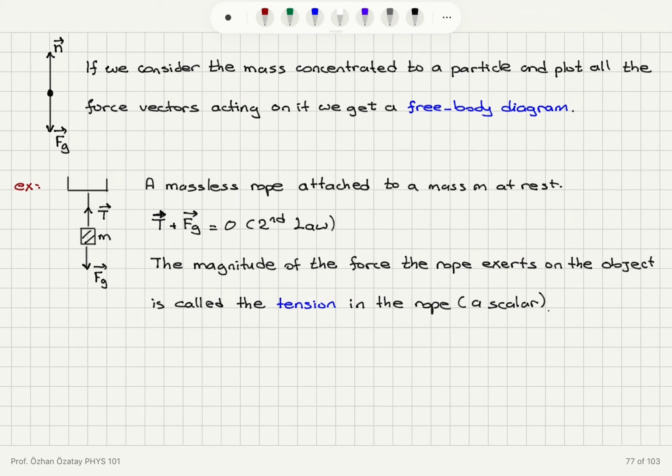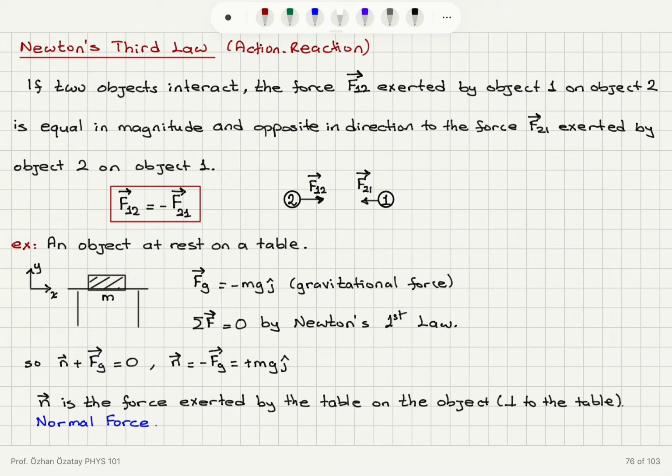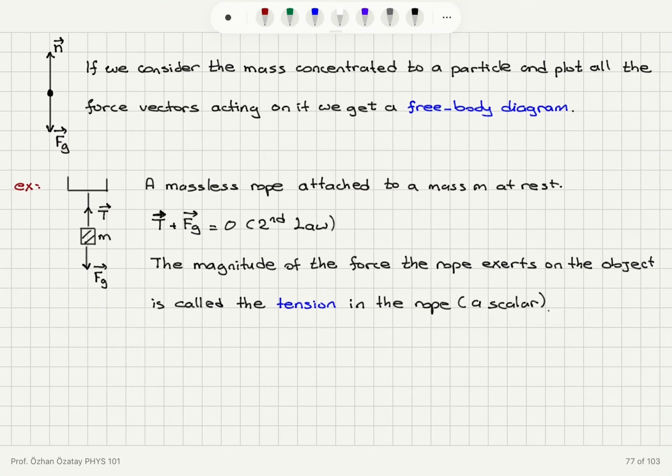When we consider a mass to be concentrated to a particle, just to model the situation, we can plot all the force vectors acting on it. So we can model the object with mass m as a single particle. There is the gravitational force acting on it, and there is the normal force acting on it, force exerted by the table on the object, and those are the only two forces acting on this object. Then the diagram we will obtain by using this procedure is called a free body diagram.